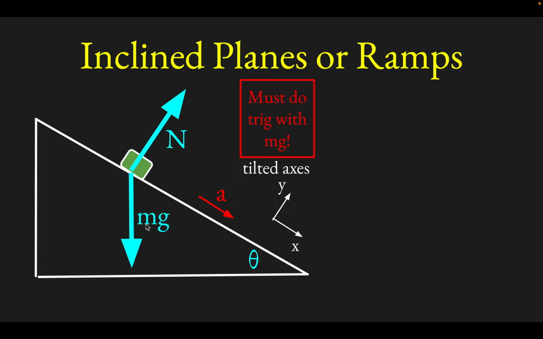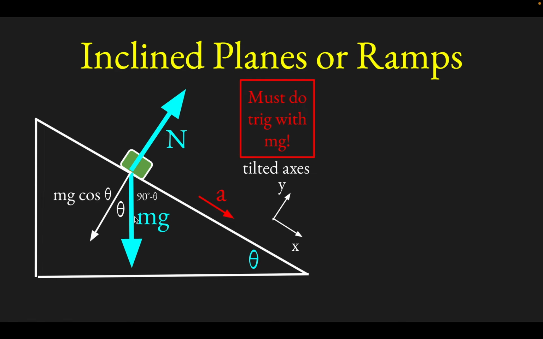And again, you're going to have to do trigonometry with mg because mg, the weight, is not along your x or y directions. So since we're going to have to do a little trigonometry with mg, let's figure out what some angles are here. If the ramp is tilted at an angle theta, then the angle between mg and the surface of the ramp would be 90 minus theta. And then this angle between mg and this line, an extension from the normal force, would be theta right here.